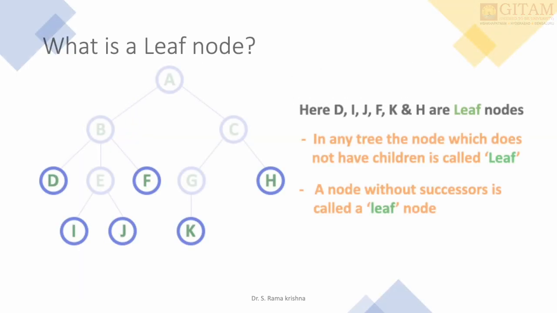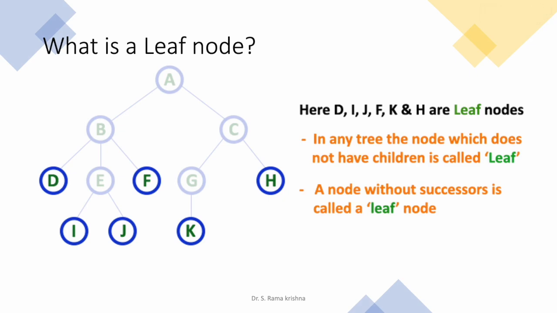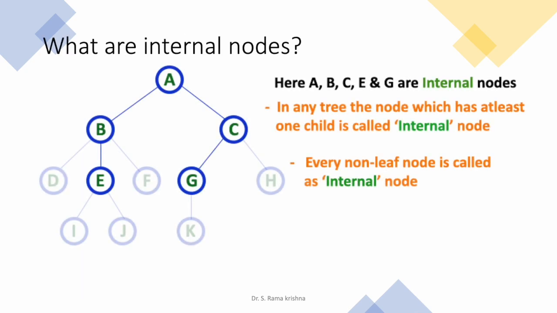A node without any successor node is called a leaf node. In this example, D, I, J, F, K, H are the leaf nodes. Every non-leaf node is called an internal node: A, B, E, C, G.